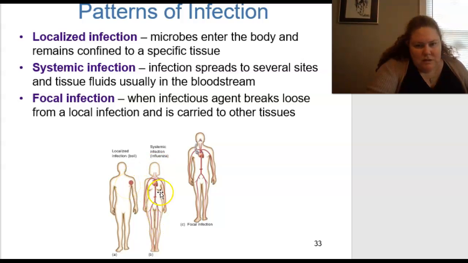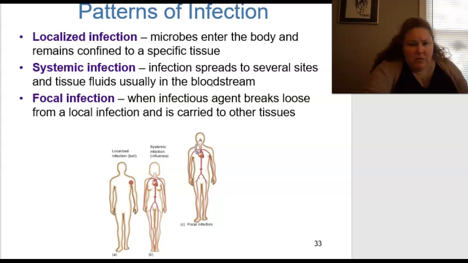Where B, it goes systemic. So this is a systemic infection, in which the pathogen spreads through the circulatory system to many different sites. Okay, so localized is going to remain confined to a specific tissue. Systemic spreads, hops on the bloodstream express, and usually goes to other places.